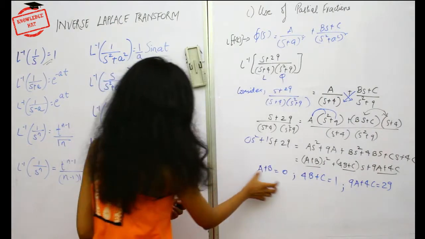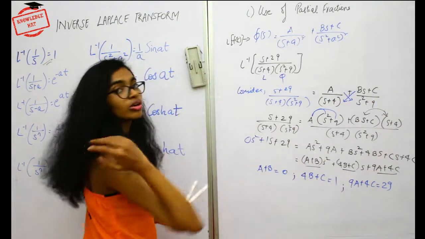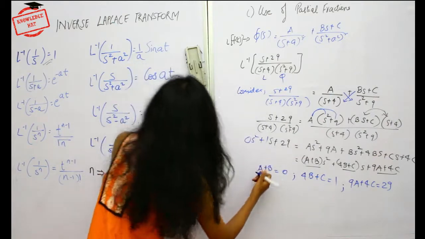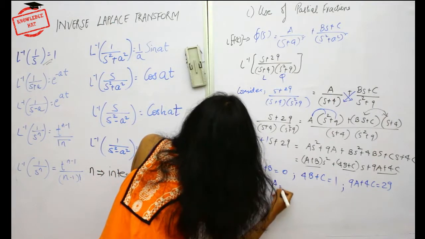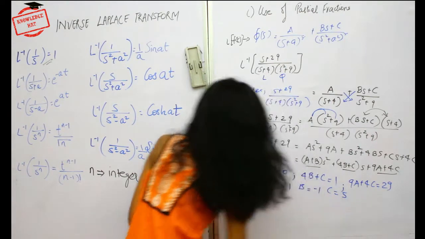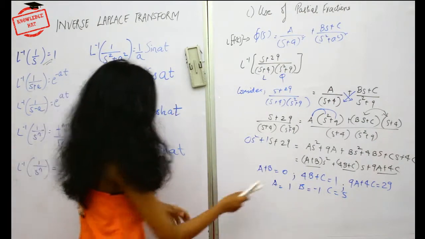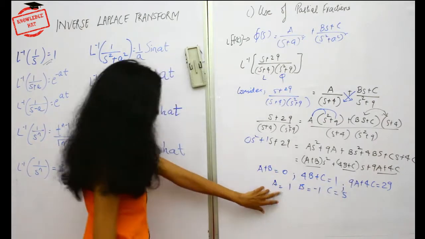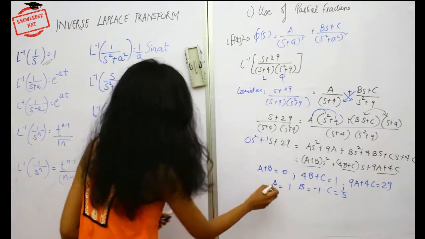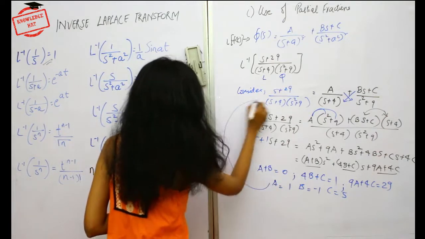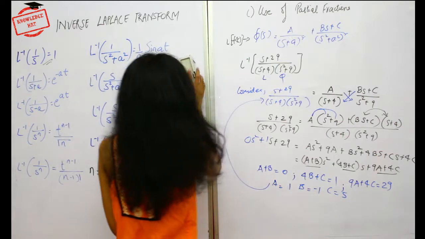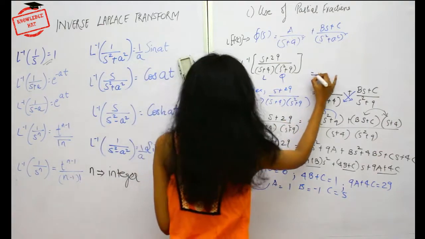Okay, so if you solve these three equations, which can be easily solved in a scientific calculator, I get A as 1, B as -1, and C as 5. So I'll just put this back here.